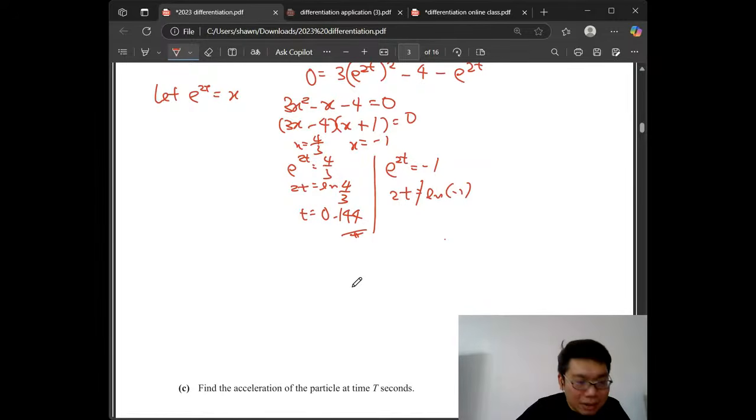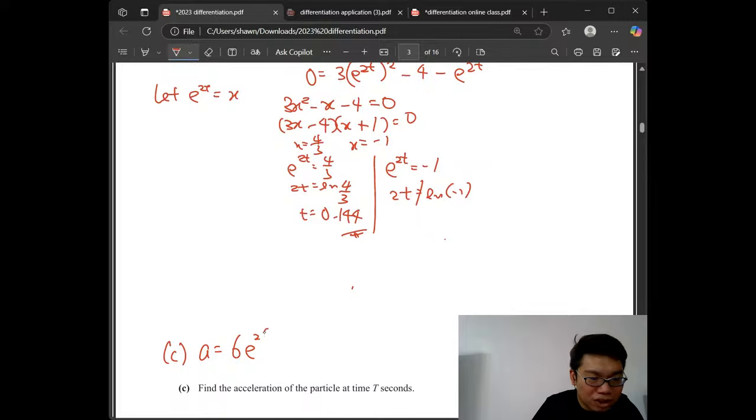Okay, part C is too easy. It just subs in the value of 0.144 into your A. So we know A is just this.